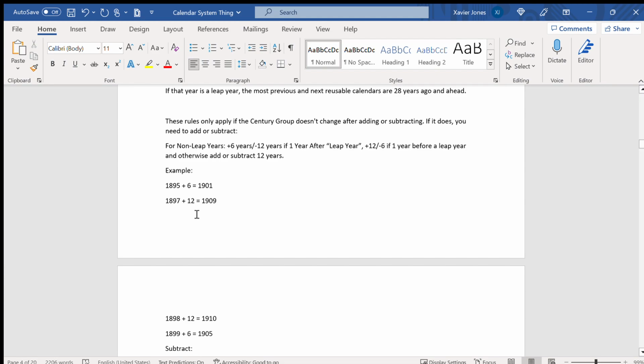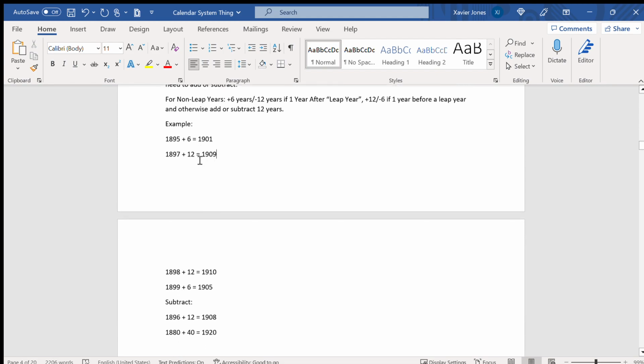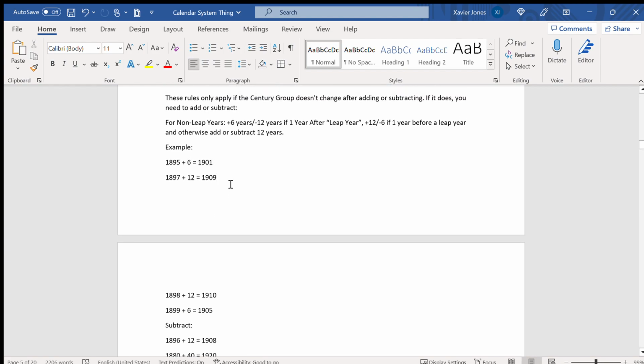So 1897 equals plus 12, 1898 plus 12. This is 1 year before a leap year. Or before a leap year. This is 1 year before a leap year. So I gotta replace this word with before and replace this word with after. 1895 plus 6 equals 1901. This is 1 year before a leap year. So I'm adding 6.